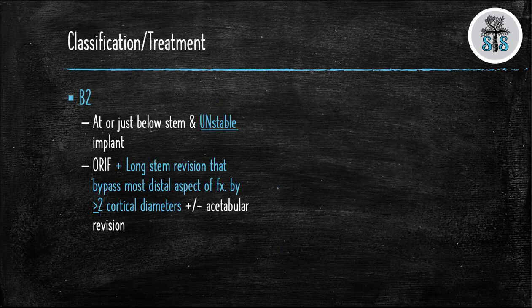B2 fractures are when there is a fracture at or just below the stem and the implant is unstable. The preferred treatment is to use a long diaphyseal engaging femoral stem with cerclage cables and possibly revise the acetabulum. Remember that you want to place your femoral stem that bypasses the fracture site by at least 2 cortical diameters.